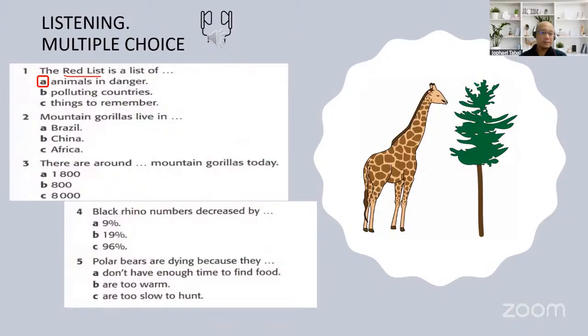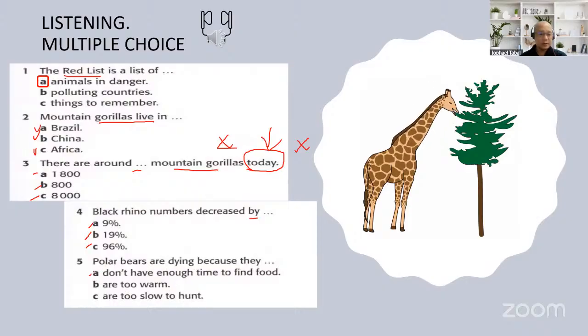For example, mountain gorillas live in, so where do they live? Do they live in Brazil, China, or Africa? There are around how many mountain gorillas today? Okay, today, not in the past, not in the future, but today. So is it 1,800, 800, or 8,000? Black rhino decreased by how much in percent? Is it 9, 19, or 96? Polar bears are dying because they don't have enough time to find food, too warm, or too slow to hunt.